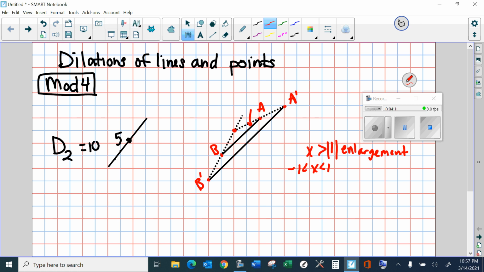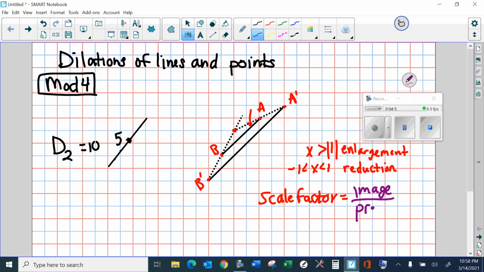Since this pre-image and image are on the same side of the center of dilation, it's a positive number. So it's not negative, it's positive. Therefore, since it got larger, it's going to be greater than 1. Remember, if it's between -1 and 1, that's called a reduction. Just a reminder of vocab; we've already talked about this before in dilations. If I want to find what the answer is, remember, scale factor equals image over pre-image.